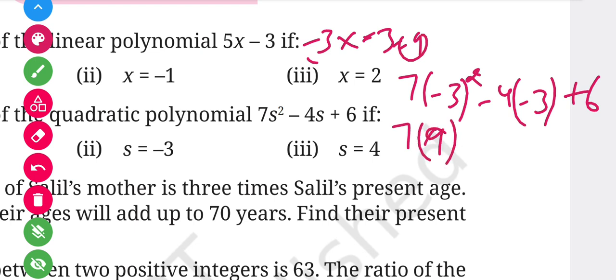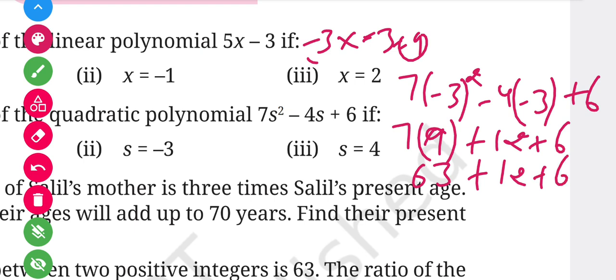Then we write minus 4 into minus 3. Minus minus will become plus, and 4 3s are 12, plus 6. 7 9s are 63, plus 12 plus 6. You know the calculation: 6 plus 2 is 8, 8 plus 3 is 11, 1 carry, 6 plus 1 is 7, plus 1 is 8. It will be 81. Check if the calculation is correct or not.